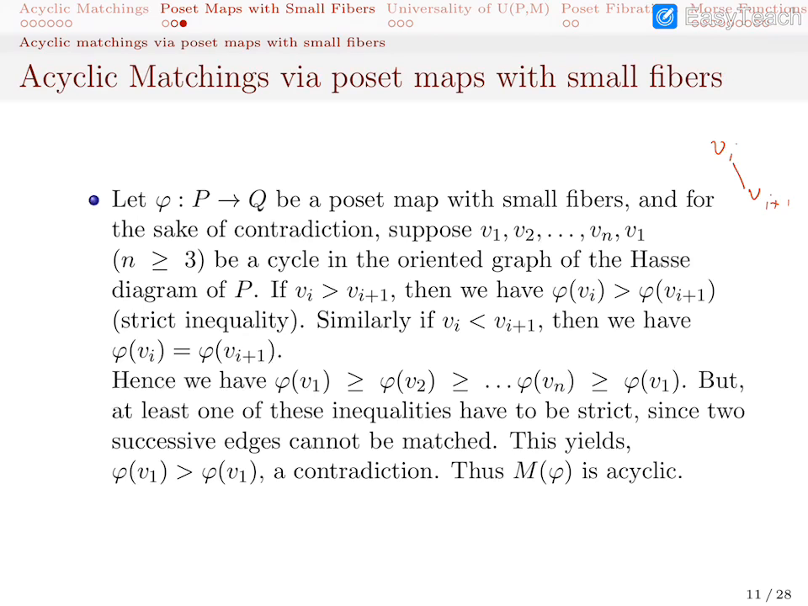And similarly, if Vi is less than Vi plus 1, then this edge is in fact matched, and thus we would have phi of Vi equal to phi of Vi plus 1. If you put this together, we have the inequality phi of V1 is greater or equal to phi of V2 and so on, and you again hit phi of V1. But at least one of these inequalities has to be strict, right? Because two successive edges cannot be matched, since a matching is an independent edge set to start with. But once one of these inequalities is strict, you immediately get a contradiction. And therefore the matching has to be acyclic.